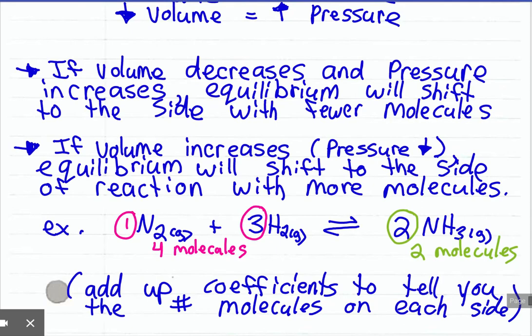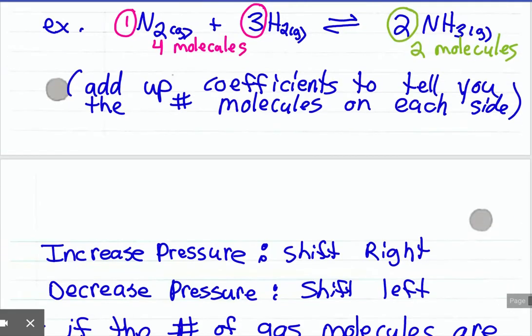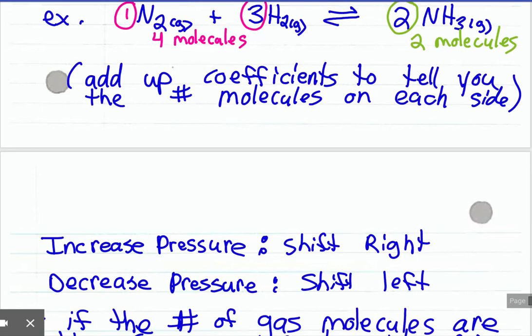All right, to understand this, you need to know how many molecules exist for each side of the equilibrium. If we look at our equation here, N2 plus 3H2 makes 2NH3. On our reactant side, we have 4 molecules, 1 and 3. But on our product side, we have only 2 molecules. So if we increase our pressure, we're going to shift right.